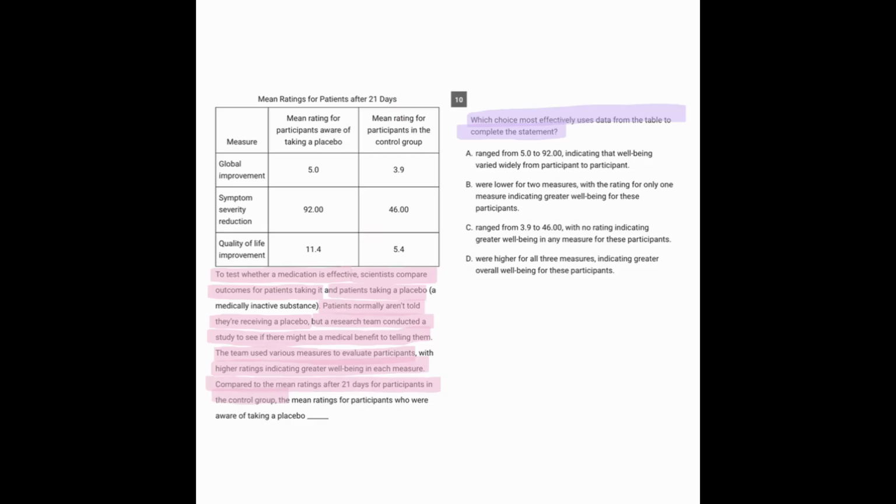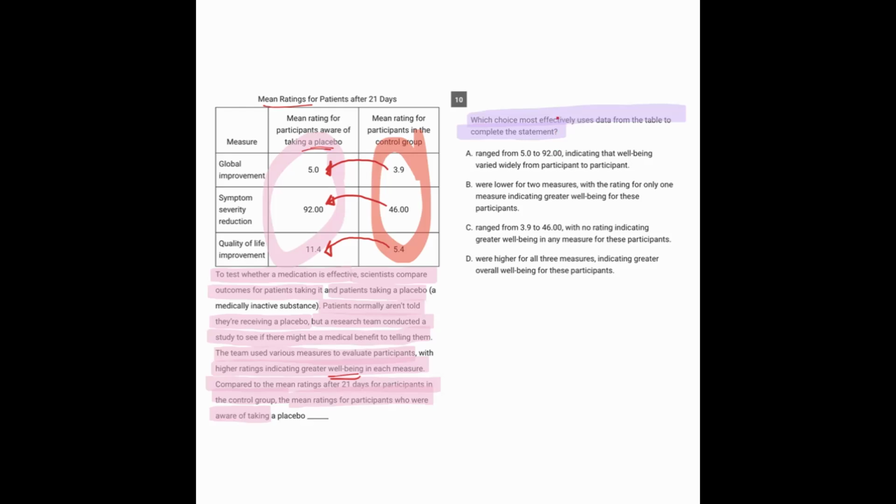So 21 days in the control group, that's this. The mean ratings for participants who were aware of taking the placebo, those are these measurements. How were they different? So here are the mean ratings, and the text said those were mean ratings of well-being. So people taking the placebo, there was a global improvement in well-being of about 1. Their symptom severity reduction went down greatly, and their quality of life improvement went up by about 6 as well.